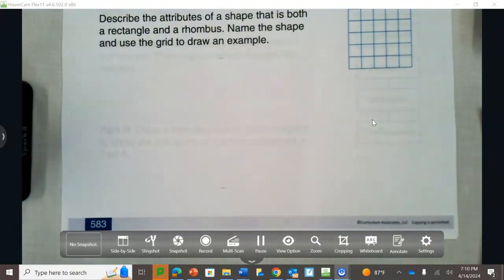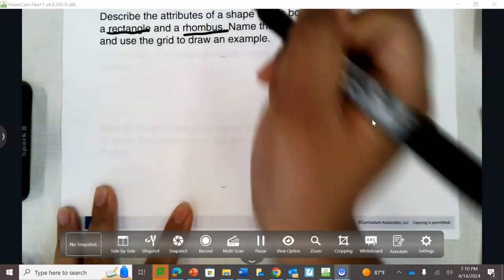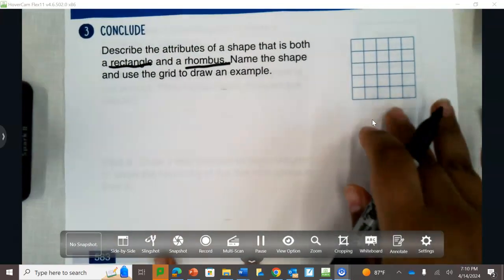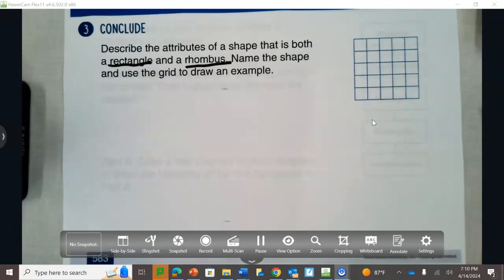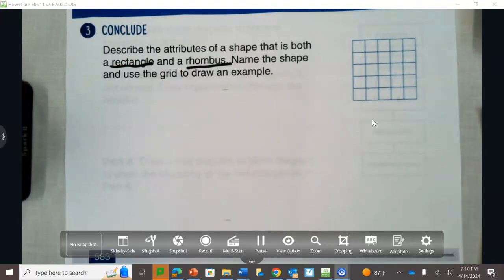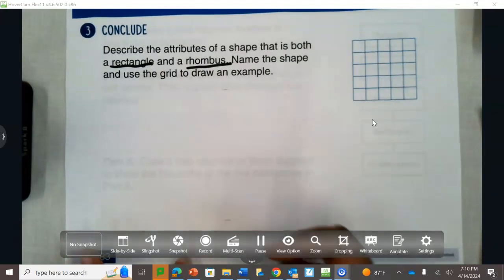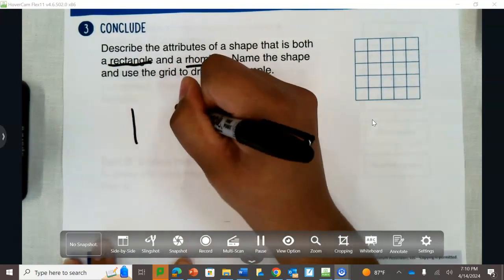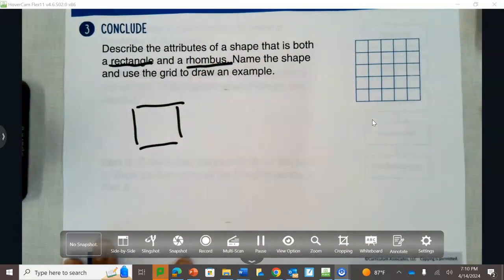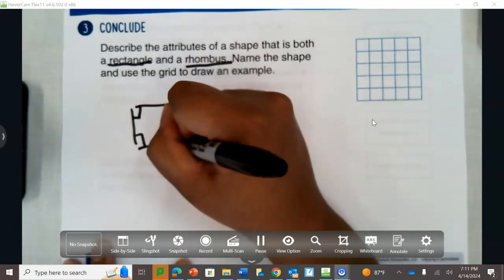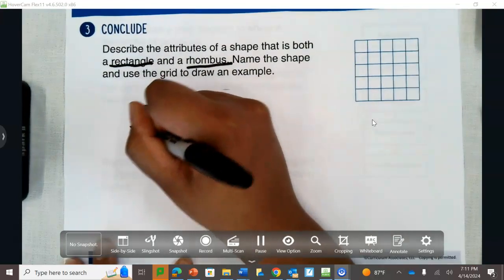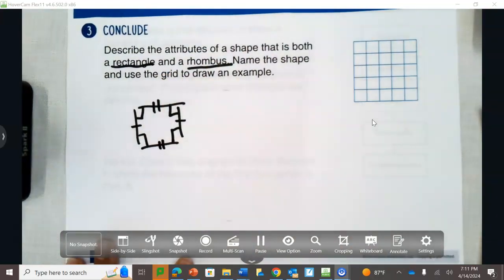Number 3 is just asking, what is a shape that's both a rectangle and a rhombus? Okay, go ahead and pause this video, answer this question, draw the shape right here, and then unpause the video so you can see the answer. All right, thank you guys for trying this problem by yourself. So, rules about rectangles. Rectangles must have parallel sides. Rectangles must have right angles. And they must have 4 sides. Now, a rectangle can have unequal sides.